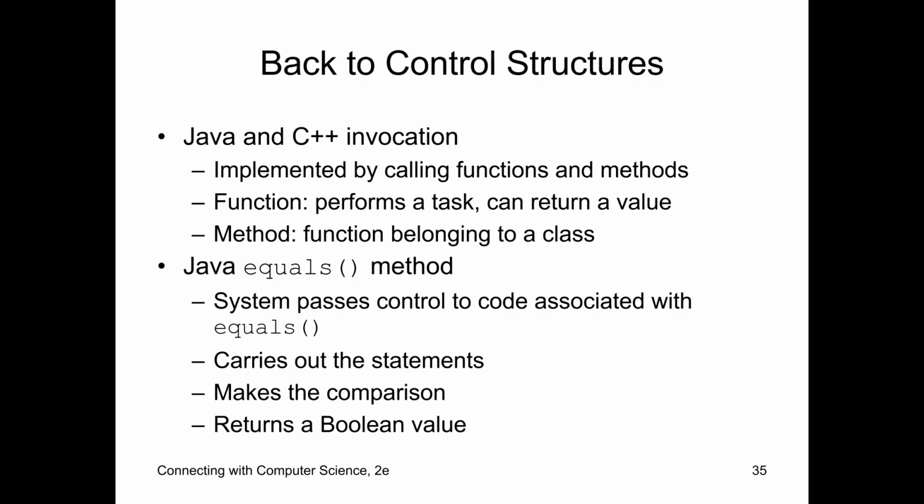In order to do that, use the equals method, and you can control code associated with equals. It carries out the statements, makes a comparison, and returns a Boolean. So that's one way that you can use this method. This method belongs to a class, so in order to use that, you generally have to import that class. I think it's part of the system class, so it's there by default, but it's still an external class. But you can pass code to it by invoking it, pass in some variables, and see what the return value is.